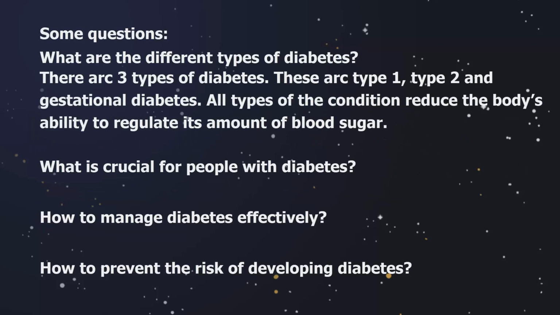Some questions. What are the different types of diabetes? There are 3 types of diabetes. These are type 1, type 2, and gestational diabetes. All types of the condition reduce the body's ability to regulate its amount of blood sugar.